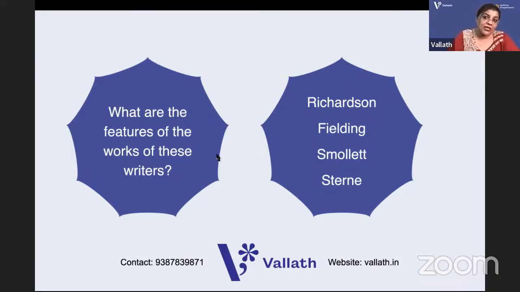Okay, what are the features of these writers? What are the features of Richardson, Fielding, Smollett, and Sterne? As you might know, they are called the four wheels of the English novel. Richardson wrote very moralistic works: Pamela, Clarissa, Sir Charles Grandison. They are sentimental novels against which Henry Fielding wrote. What did he write? Joseph Andrews, Tom Jones, picaresque novels. Tobias Smollett also wrote picaresque novels.